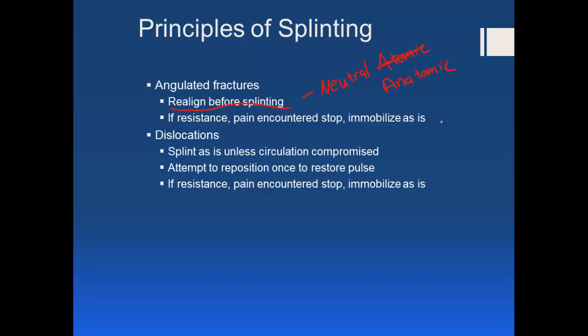If resistance or pain is encountered, stop and immobilize it as is. And you may have to get creative with this. For dislocations, you're going to splint as is unless circulation is compromised. You can reposition it once to try and restore the pulse, but if resistance or pain is encountered, then stop and immobilize it as is. And that's it for musculoskeletal injuries. And we're going to get plenty of bandaging and splinting practice. So bring any questions with you to class. Thanks.